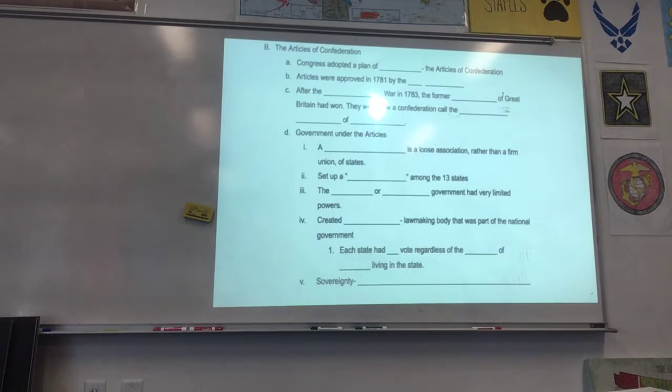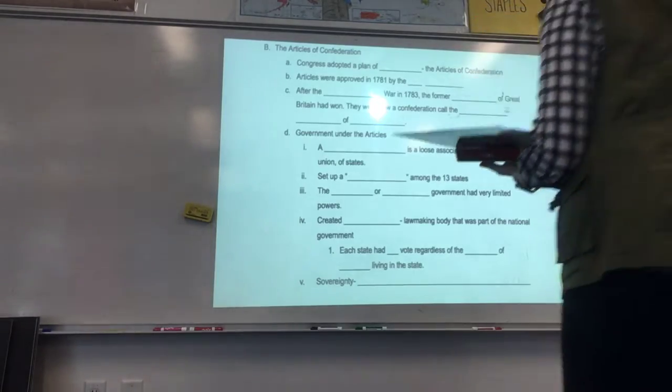So the next step came in 1777 when the Continental Congress adopted a plan of government, the Articles of Confederation. The Articles were approved in 1781 by the 13 states. The new government went into effect. When the Revolutionary War ended in 1783, the former colonies of Great Britain had won. They were now a confederation called the United States of America.